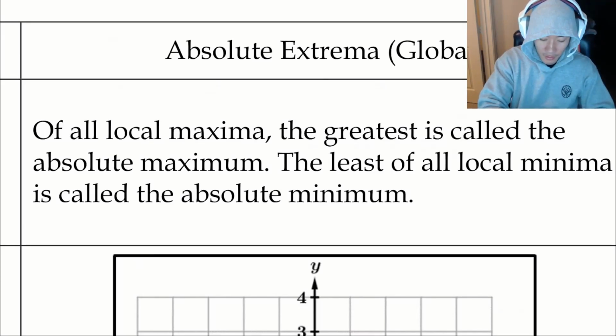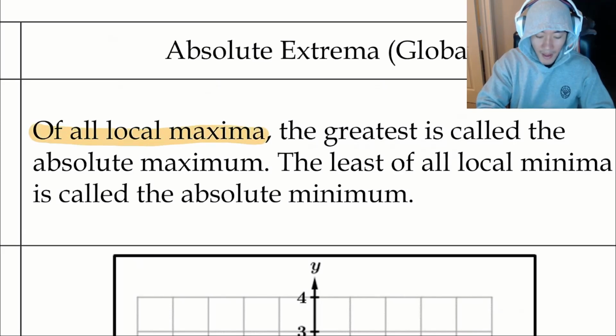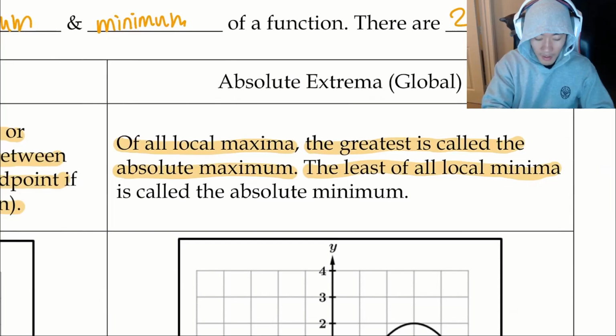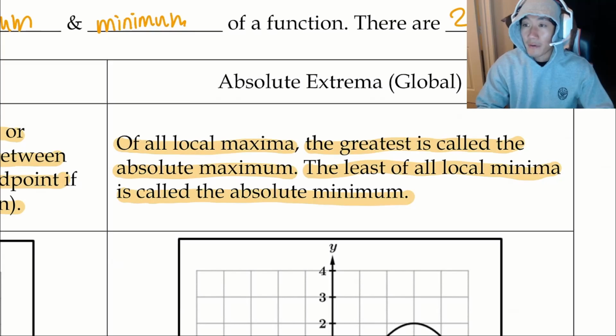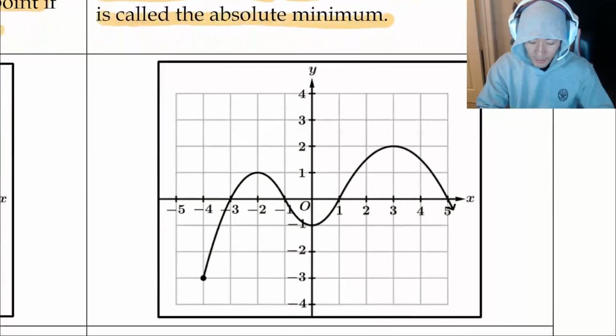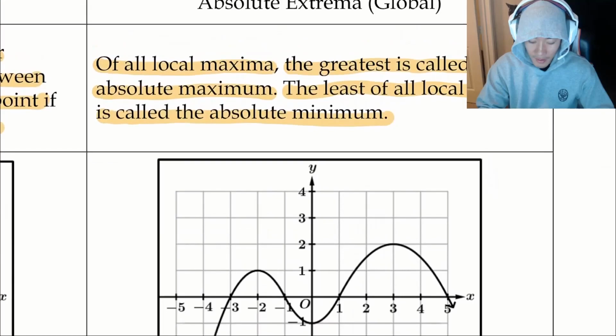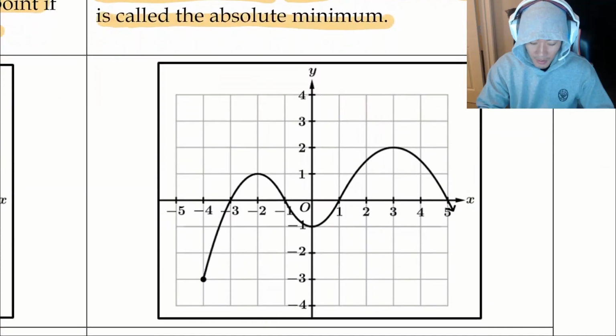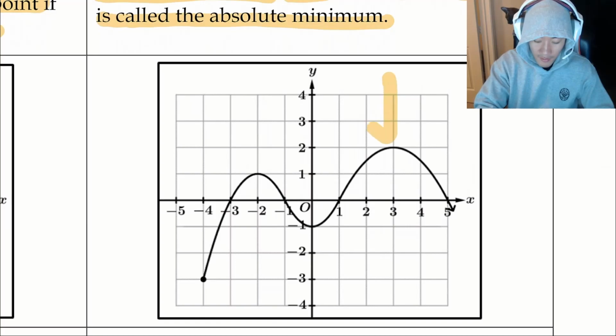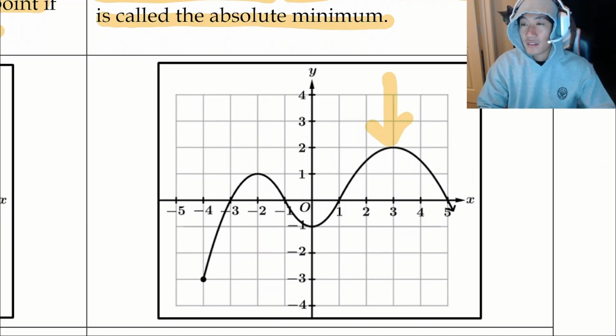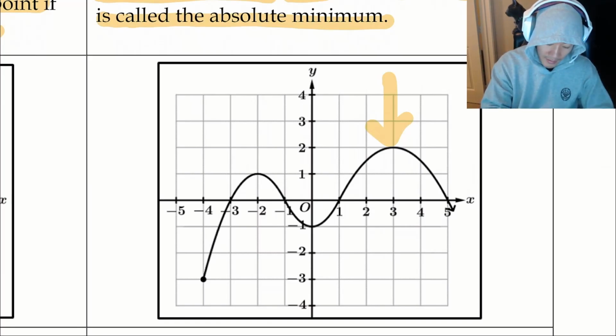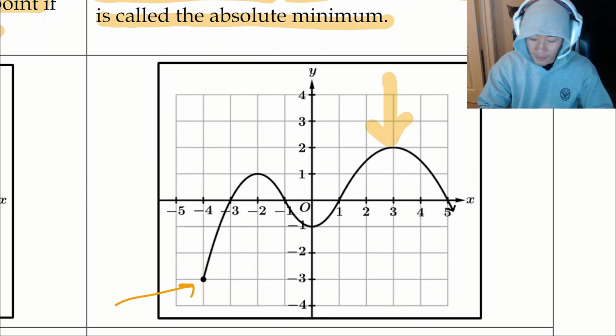It says of all local extrema, or sorry, local maxima, the greatest is called the absolute maximum. The least of all local minima is called the absolute minimum. So it's basically just the highest or the lowest point of my graph. For example here, if I was to find the absolute extrema, I would say that the highest point is definitely here. And if I was to indicate the lowest point on this graph, the absolute minimum, some of us might claim that this right here is my lowest point.